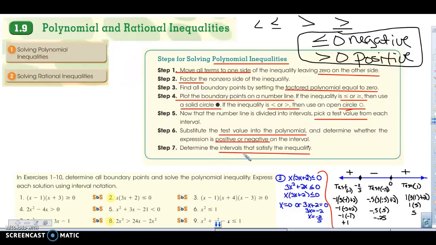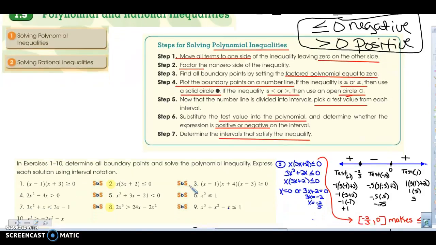Finally, step 7, you're going to choose the intervals on your number line that satisfy the given problem. So for example, if we were looking for things that are less than or equal to 0, that means we were looking for things that were negative, and so we would choose that section of the number line to represent the solutions to that problem. If we were looking for something that was greater than 0, well then we're looking for things that are positive, and so we would select the portions of the number line where we placed a plus sign to indicate we got positive values. Let's take a look at an example.